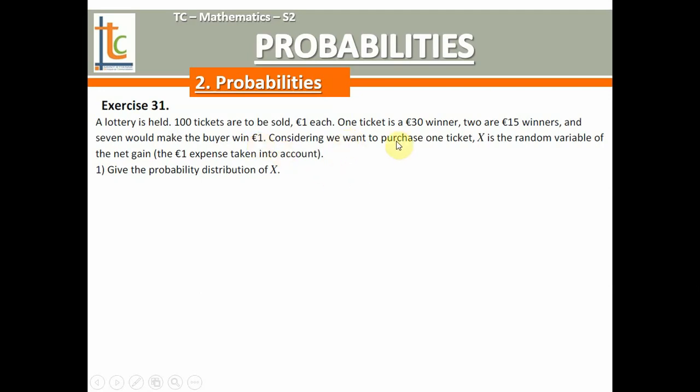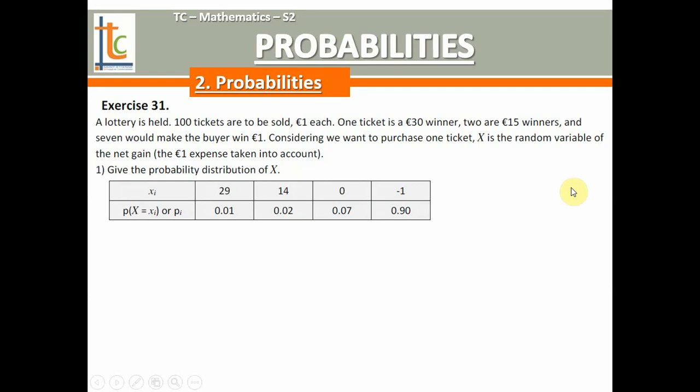Okay, considering we want to purchase one ticket, so each player is allowed to play only once, X is the random variable of the net gain. So the net gain means that you have to subtract the €1 you spent. Give the probability distribution of X. So you have to give the list of possible values of gain, and below them their probabilities.